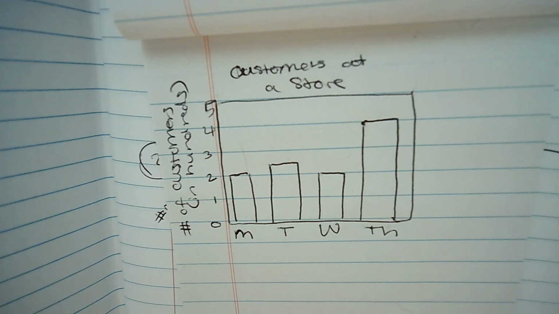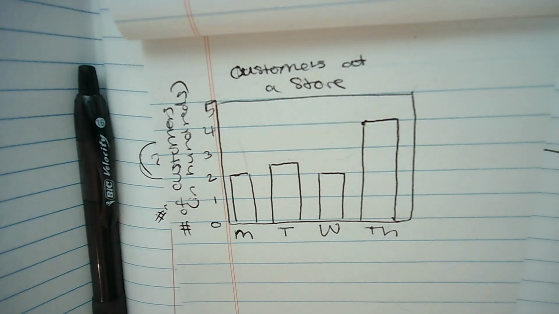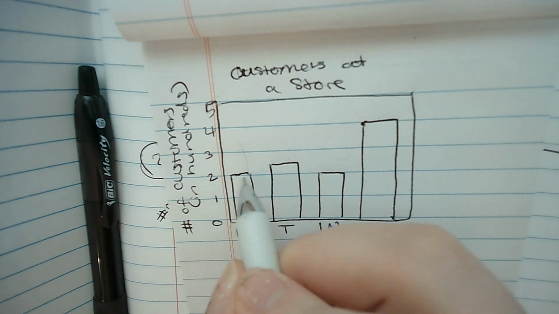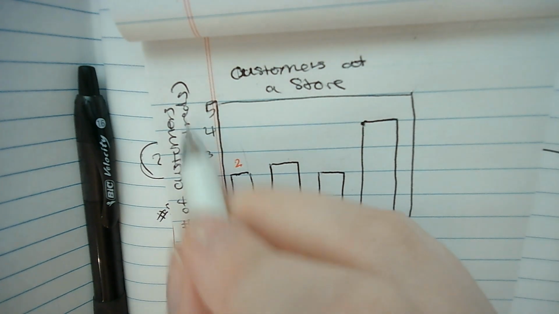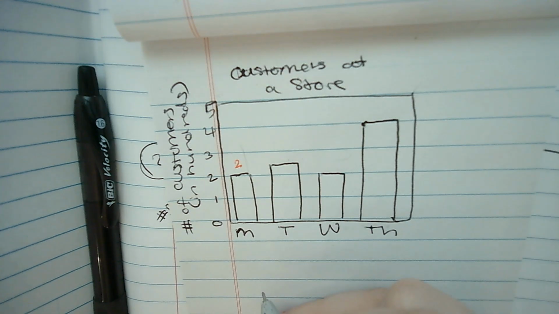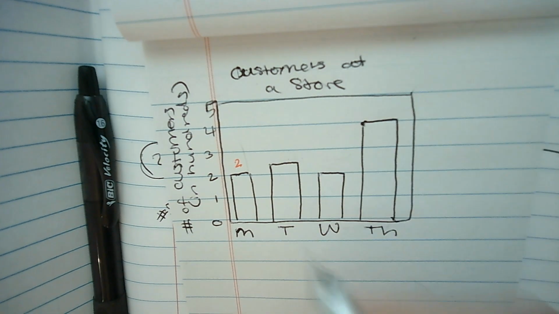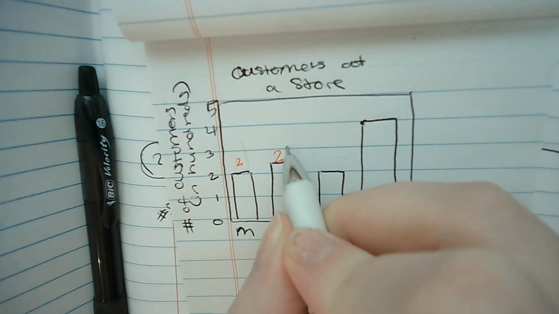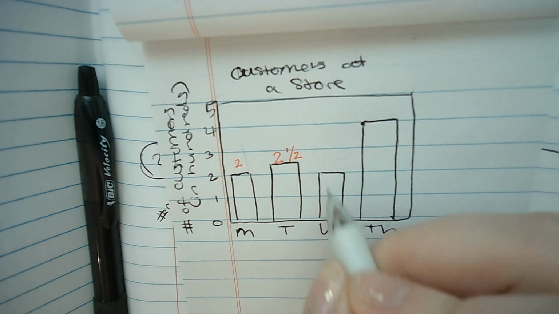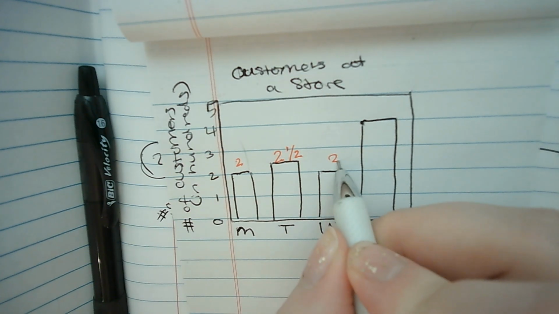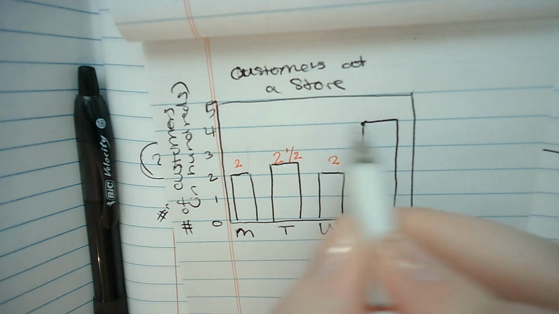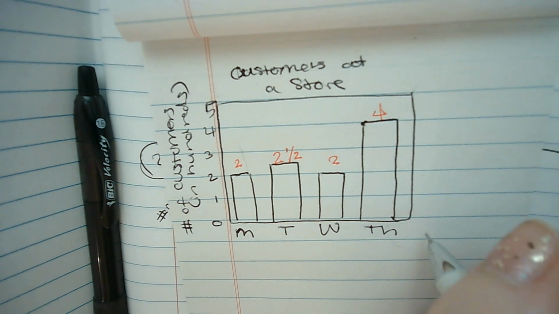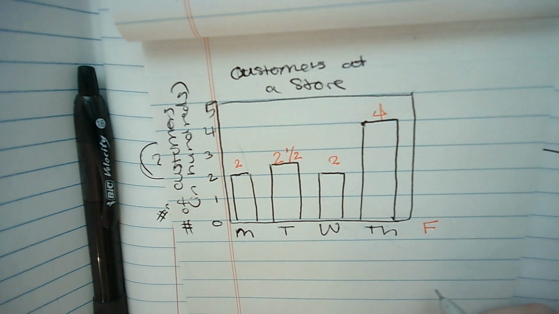So, first things first, I need to know what each of these represent. So Monday is 2. 2 what? 200 customers. And then we have Tuesday is between 2 and 3. So that's going to be a 2.5. Wednesday is 2. Thursday is 4.